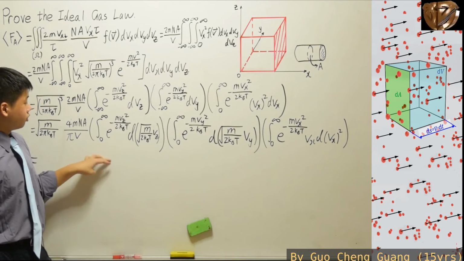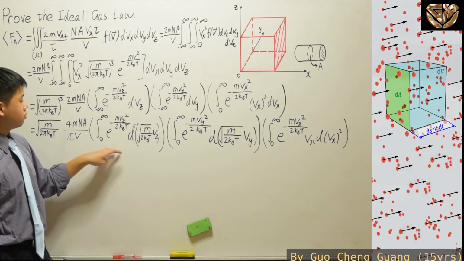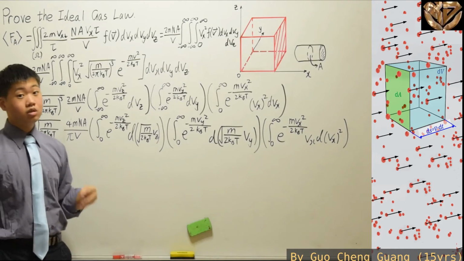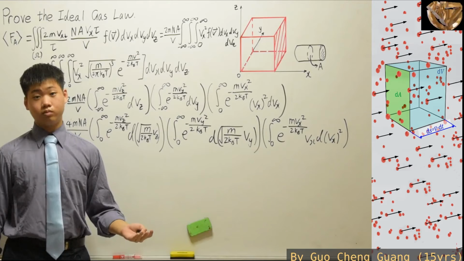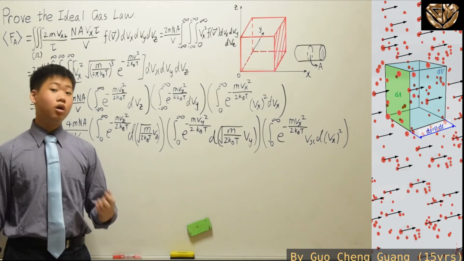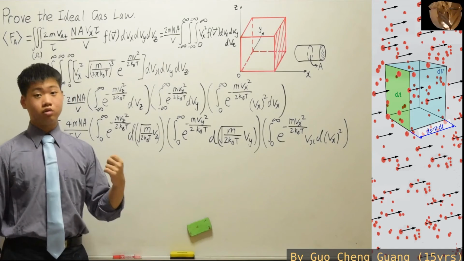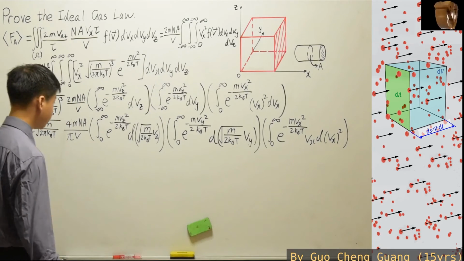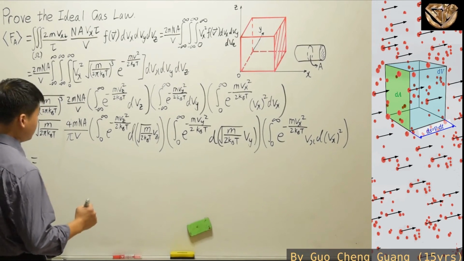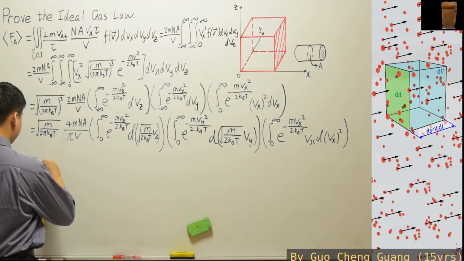Now, Gaussian integral, that means this part here actually straight away you can make it become square root pi over 2 if you already know how to solve it, or you can go back to previous videos to find out why this part is actually square root pi over 2. Alright, so square root pi over 2.